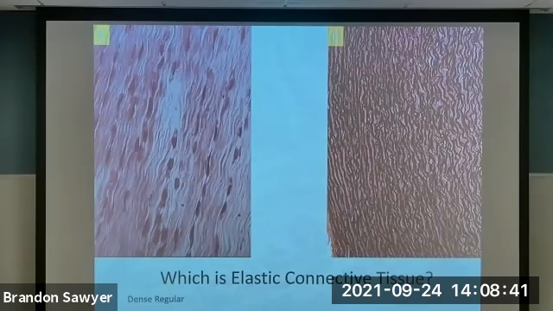Dense regular. Good, dense regular. And we got elastic here on the right. Good. Okay. Any questions on these? All right, let's keep rolling then.